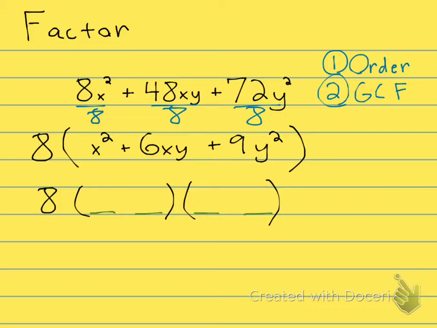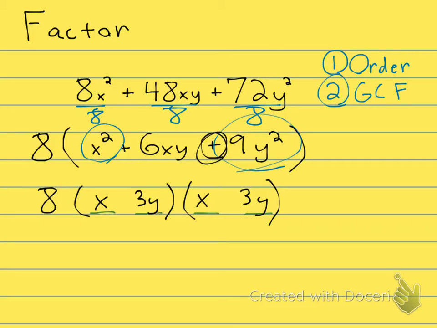My first two come from here, x squared. So that's going to be x and x. And then my last two come from here, 9y squared. And that's going to be 3y and 3y. They're both the same, and they're both positive.